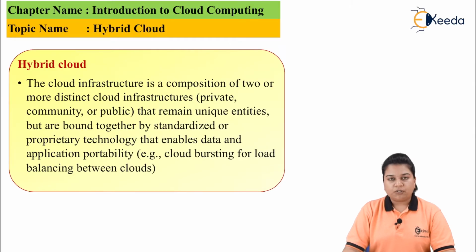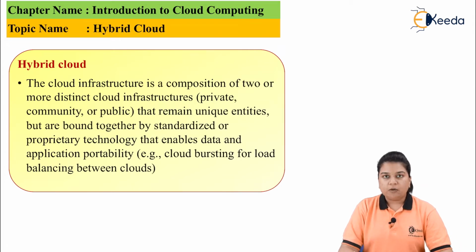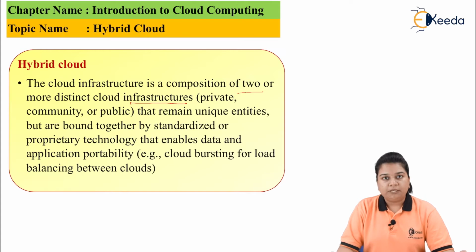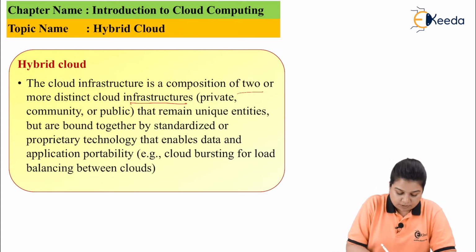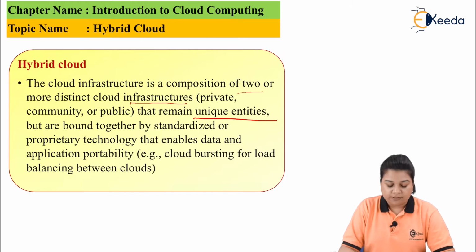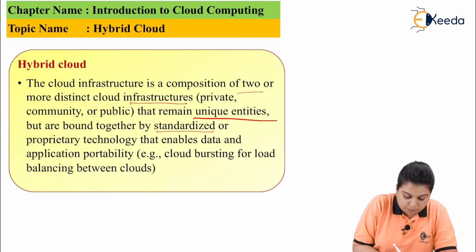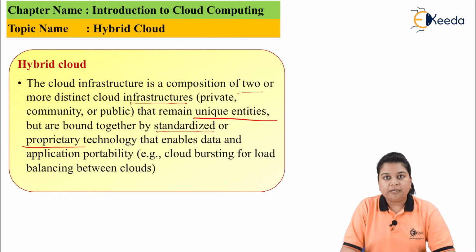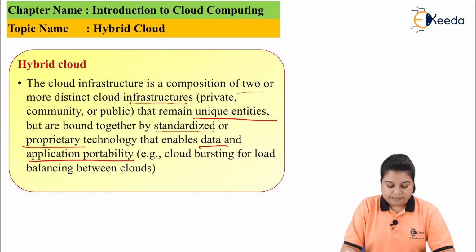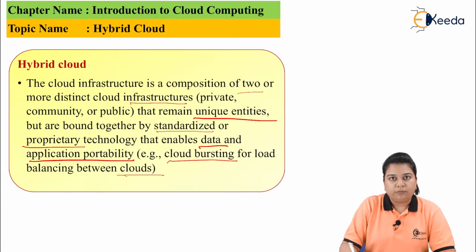The hybrid cloud infrastructure is a composition of two or more distinct cloud infrastructures, that is public, private, community, etc., that remain unique entities but are bound together by standardized or proprietary technologies that enable data and application portability. Example, cloud bursting for load balancing between the clouds.